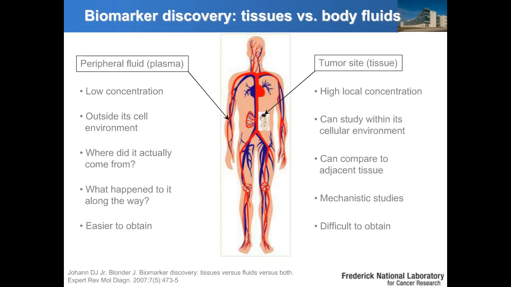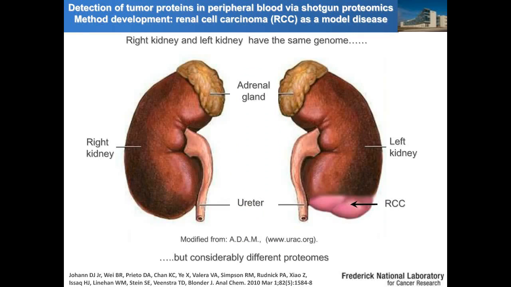In an editorial that we wrote a couple of years ago, we basically decided one shouldn't do one or the other. The best thing is to use both, so that you can use a tissue-directed approach. And we wanted to hypothesize: can we really detect tumor proteins in peripheral blood, using shotgun proteomics? That was the study we published a couple of years ago. We used renal cell carcinoma as a model disease, and you can see that in this right kidney, although both kidneys have the same genome, the right kidney has a tumor growing in it, and that is why we need to know what is happening in situ at the level of that tumor.